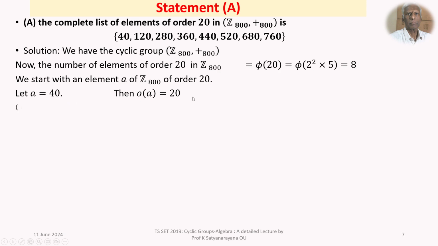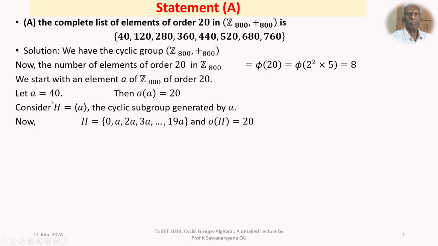Agreed. Now consider H, the cyclic subgroup generated by a. Then a is 40. The cyclic subgroup generated by a will be 0, the additive identity, a, 2a, 3a, 4a, 5a, etc., up to 19a. These are the 20 elements. The order of H is 20. Note that every generator of H is of order 20, because H is a cyclic group.